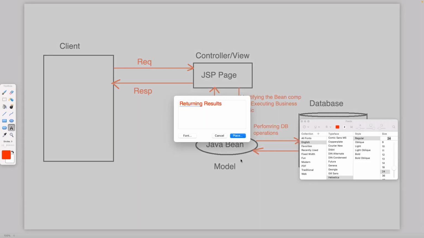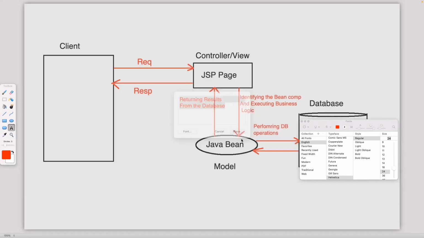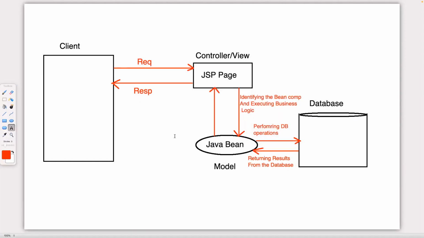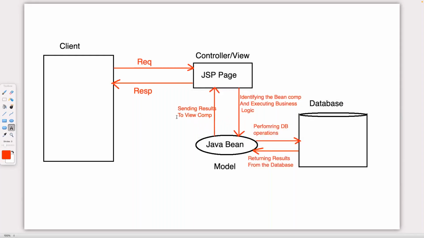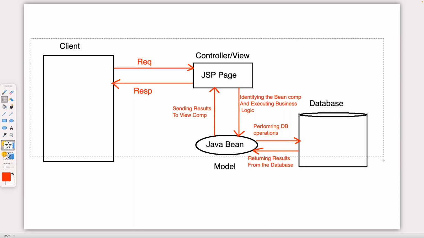Returning results from the database. Then after that, sending results to the viewport, the view component. Now the view component is generating the response back to the respective client. That's it. Now this is the entire story here. Now let me copy this diagram here.